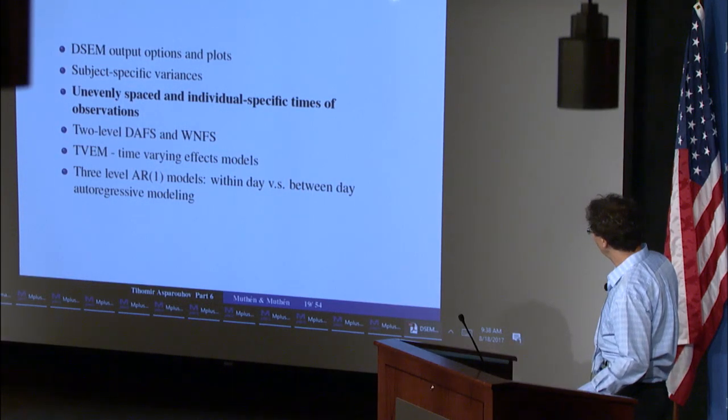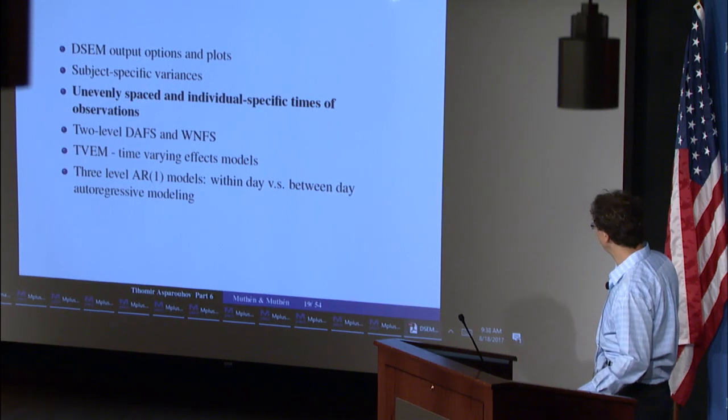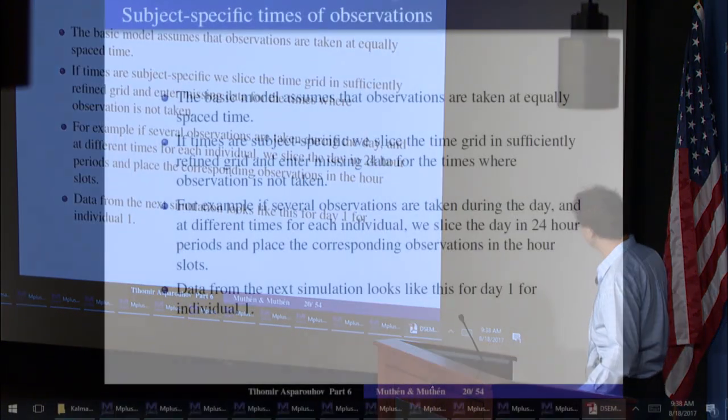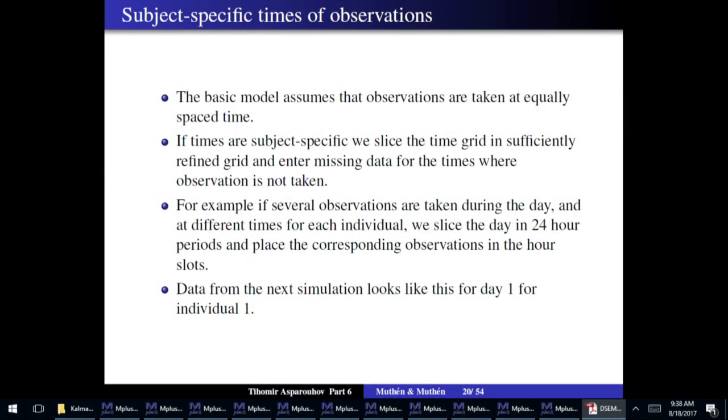All right, so we're going to move then to the next topic, unevenly spaced and individual-specific times of observations. The basic model assumes that the times of observations are time 1, 2, and so on. But that never really happens in real life, unless you have daily diary data.